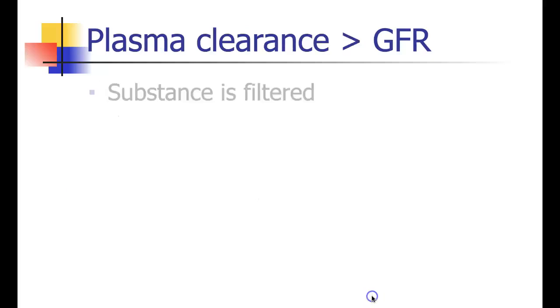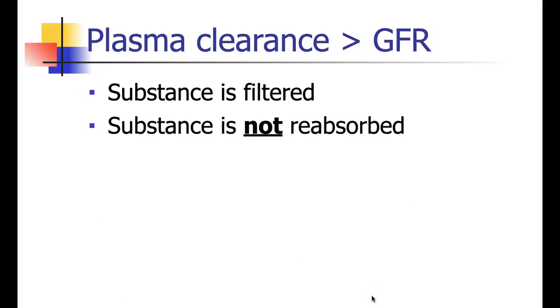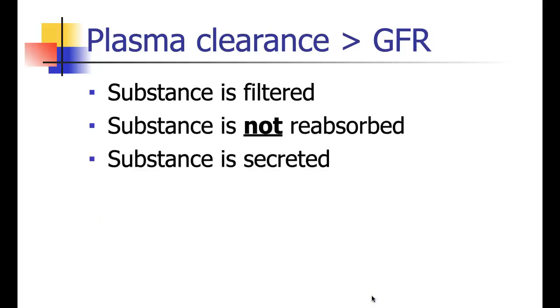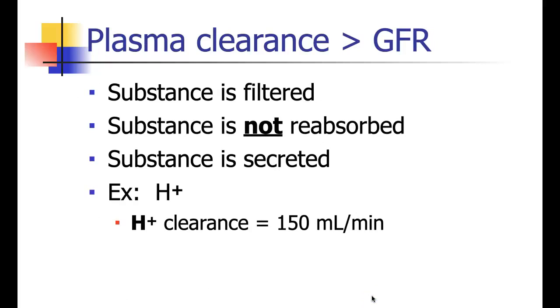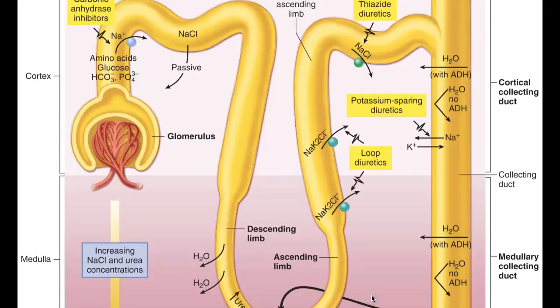If plasma clearance is greater than GFR, that means the substance is filtered and is not reabsorbed and is also secreted. Okay, so again, hydrogen ion clearance is typically higher than GFR, 150 milliliters per minute. Okay, and so we start to think about things like medications for addressing hypertension, high blood pressure. We have to think about all of these mechanisms, right? And so one of the common, or at least the early medications for blood pressure decrease was diuretics. And so some of these actions of diuretics are shown here, okay?